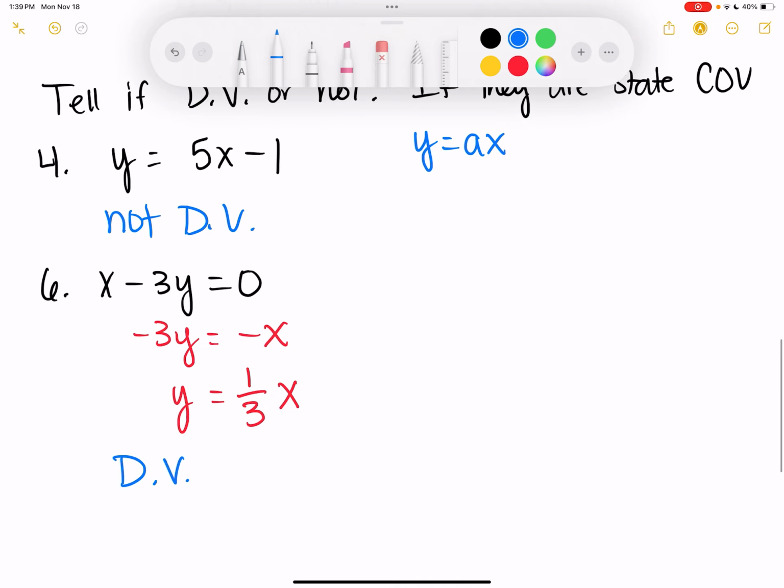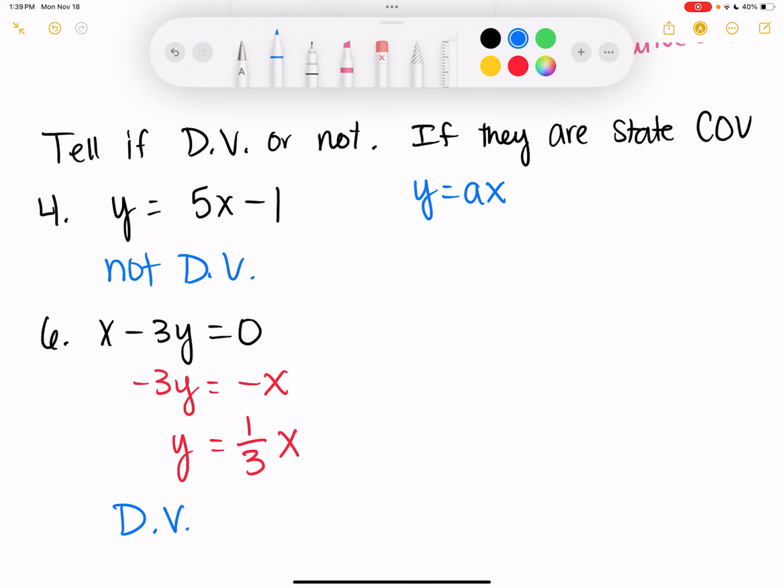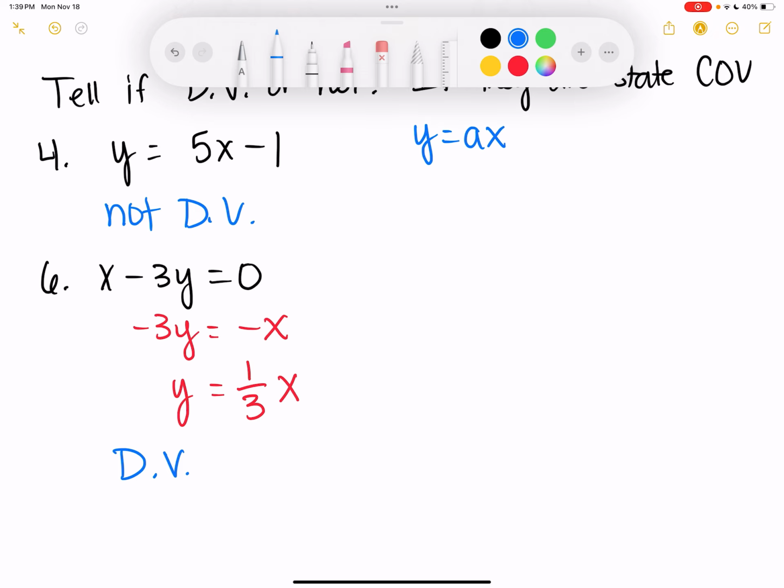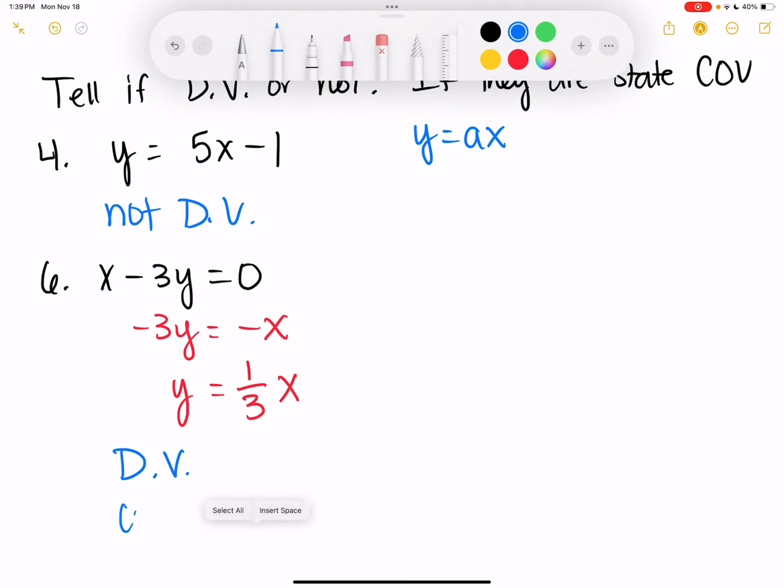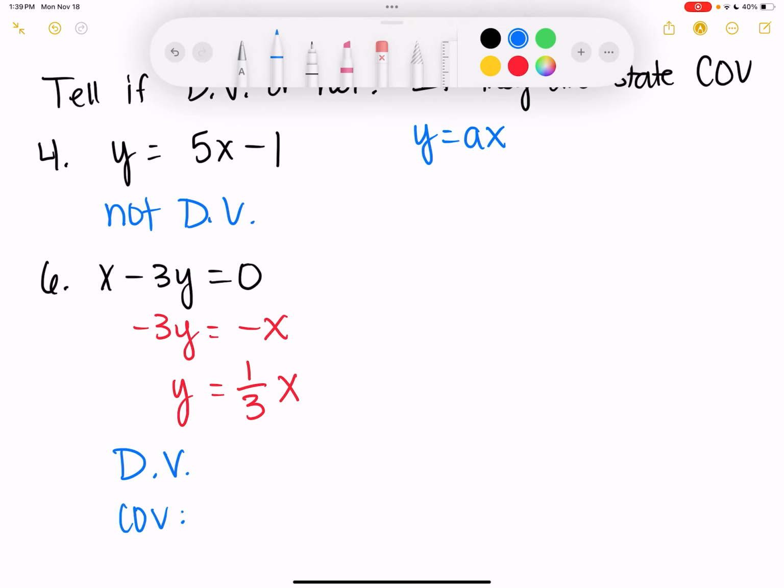And then it says if it is, state the constant of variation, which is the number a, the number in front of x. So what would my constant of variation be for this one? 1/3. For the problems that are direct variation, you just need to say DV, or write out the word if you want, and then the constant of variation, 1/3. You have to say what the constant of variation is.